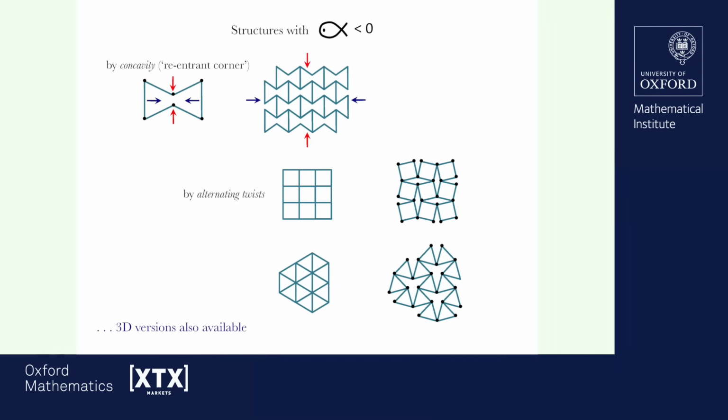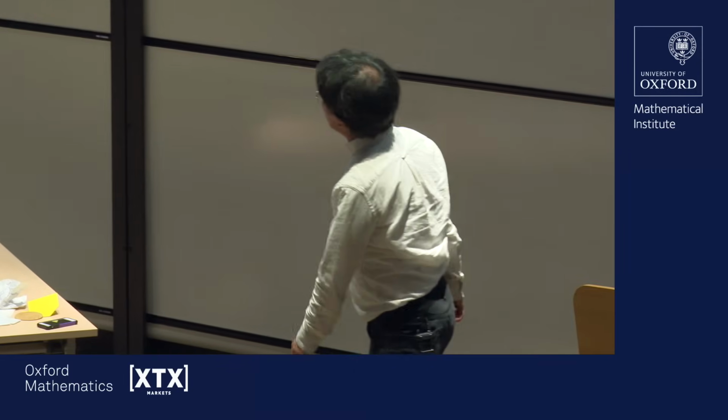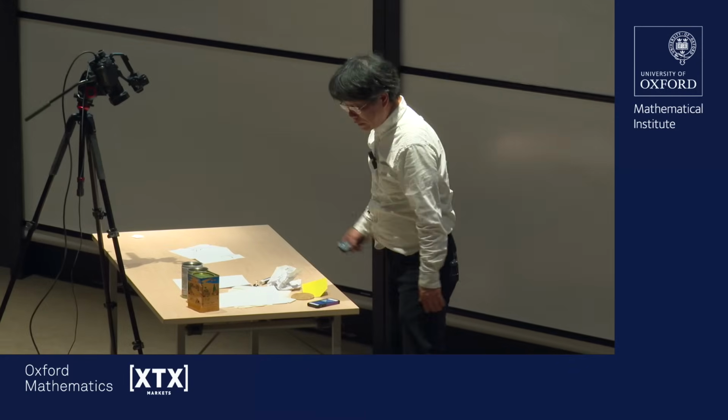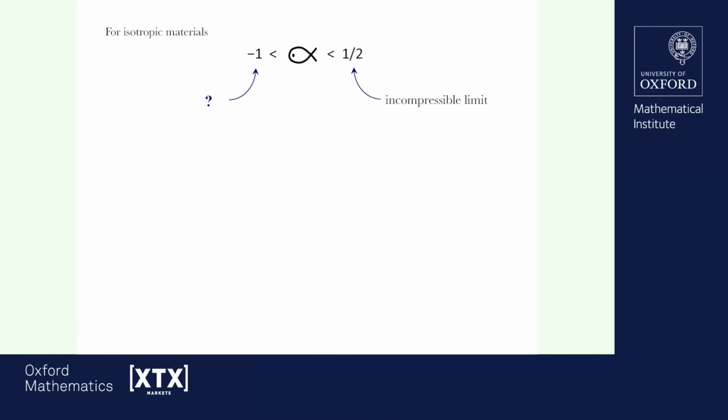So the truth of the matter is not that the Poisson ratio is between 0 and 1/2. This is for isotropic material, that is, it doesn't depend on direction. All directions look the same. We'll come to the anisotropic case later. For isotropic materials, it's actually not between 0 and 1/2, but between -1 and 1/2.